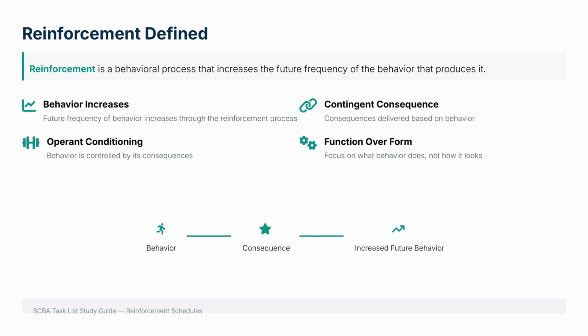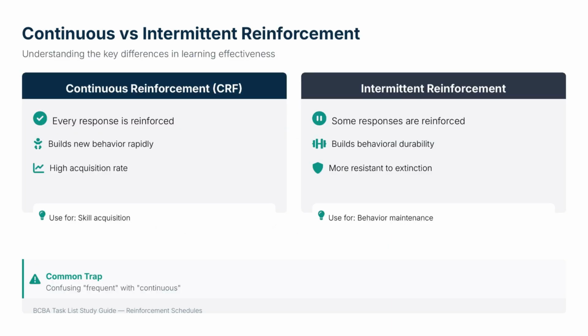Now that we understand reinforcement conceptually, let's examine how often it is delivered. Continuous reinforcement, or CRF, means every response is reinforced. It produces rapid acquisition and is ideal when teaching new skills. Intermittent reinforcement means only some responses are reinforced. This produces greater behavioral durability and resistance to extinction. A common exam trap is confusing frequent with continuous. Continuous means every response, no exceptions. Clinically, we typically begin with dense reinforcement, then thin to intermittent schedules for maintenance. To understand how thinning works, we need to explore the 2 structural dimensions of schedules.